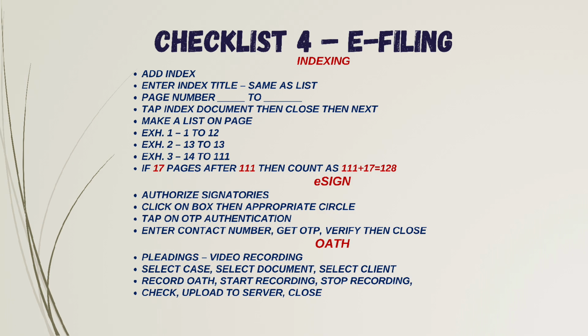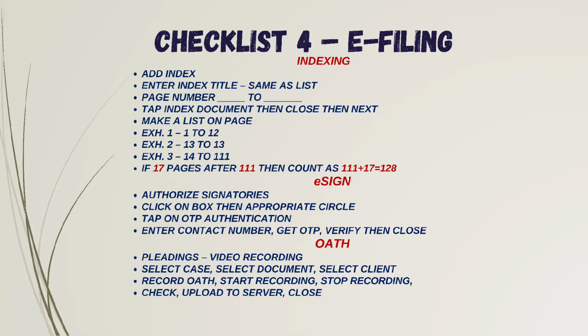It is important to understand the counting of page numbers. For example, if Exhibit 1 covers page 1 to 12, Exhibit 2 from 13 to 13, that means there is only one single page, and Exhibit 3 from 14 to 111. You need to keep a record. Make a note of all pages of the document on paper. This helps during indexing, because if you spend too much time counting pages, your session may log out. I recommend writing all page numbers down while indexing.